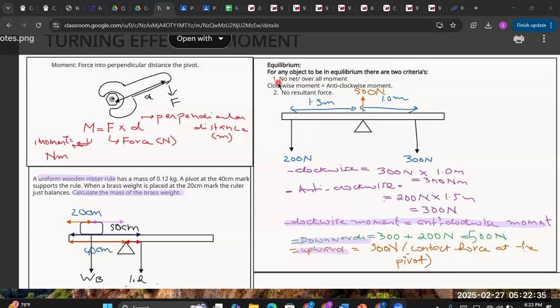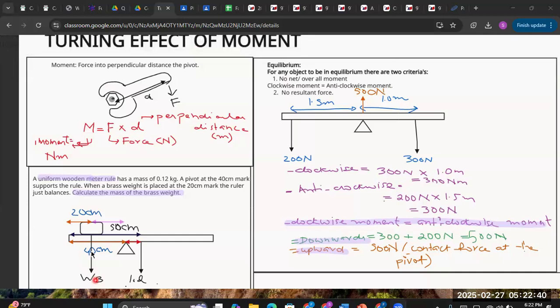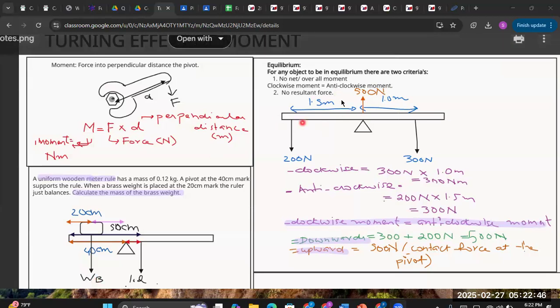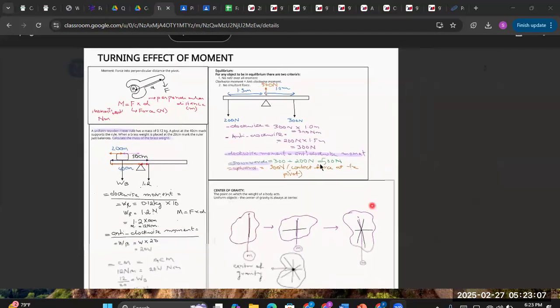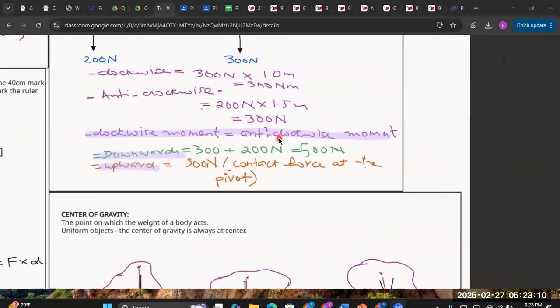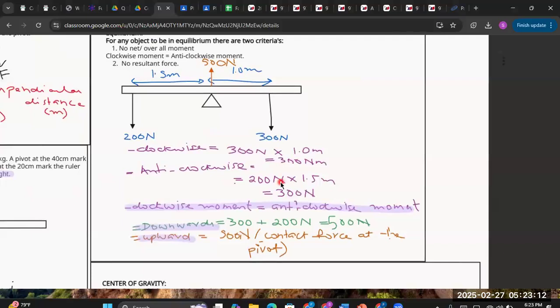There needs to be no resultant moment, and there needs to be no resultant force that is acting on the system. That is the requirement for the system to be considered in equilibrium, right? So what do we mean by no resultant moment? To understand what we mean by no resultant moment, let's take a look at a small question. One second, hold on.